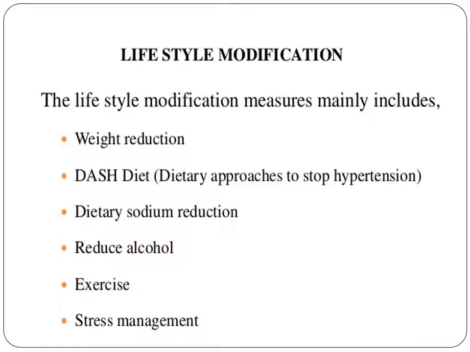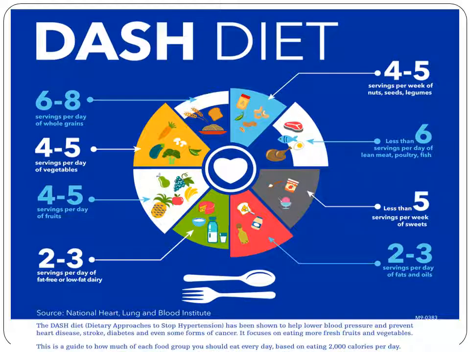Lifestyle modification, or the education that you give the patient and family. It could relate to weight reduction, dietary support, reducing alcohol, increasing exercise, as well as managing your stress levels. And also, very important is a low sodium diet. Now, the DASH diet is very commonly associated with hypertension. DASH is nothing but Dietary Approaches to Stop Hypertension. That is the meaning of the DASH diet.